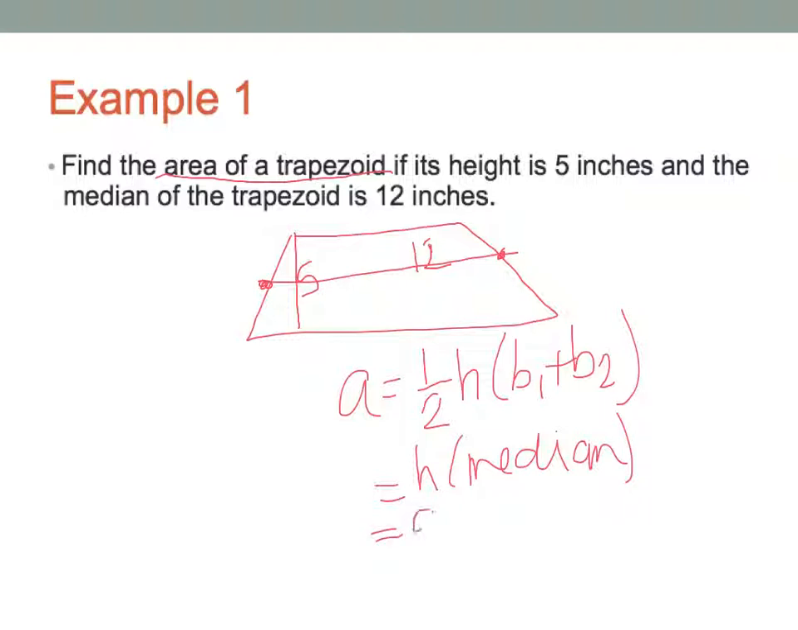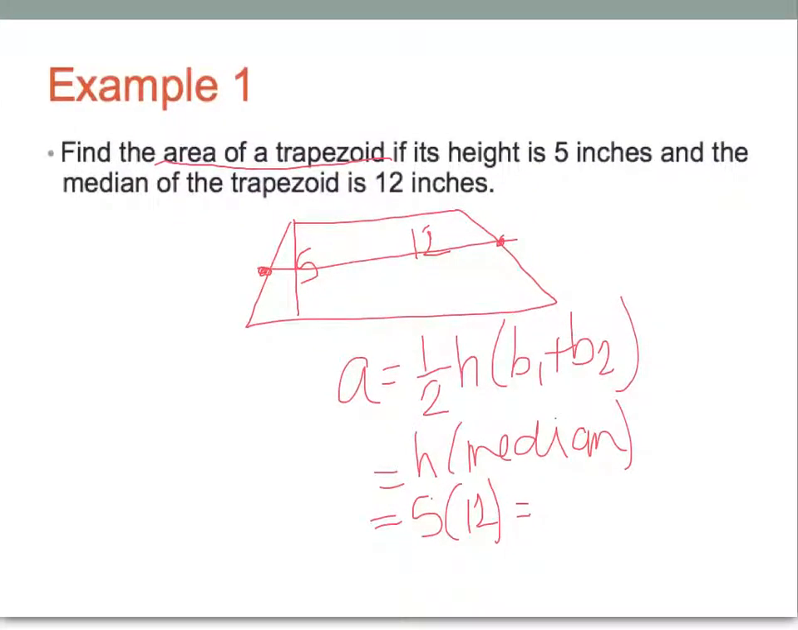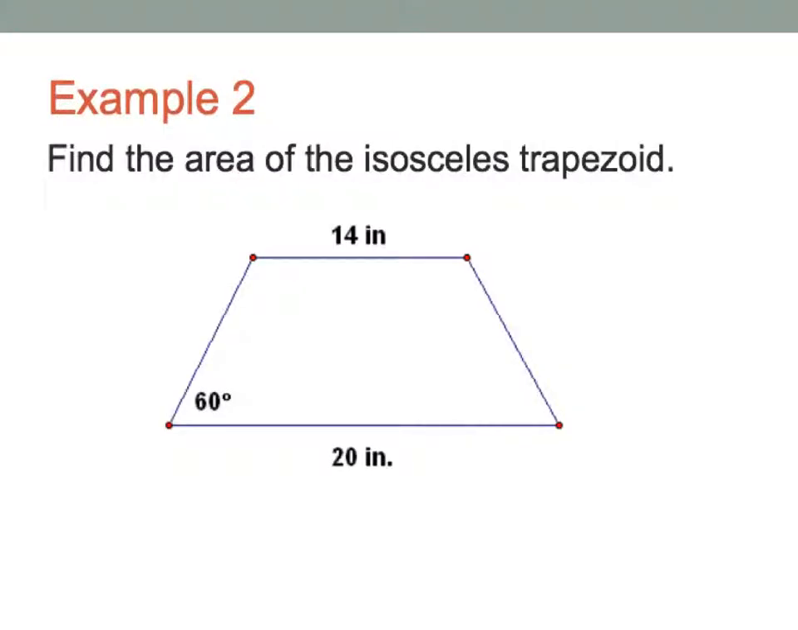The height is 5, the median is 12, and I get my answer as 70 inches squared. All right, moving on. Example 2, find the area, let's underline that again, of the isosceles trapezoid.